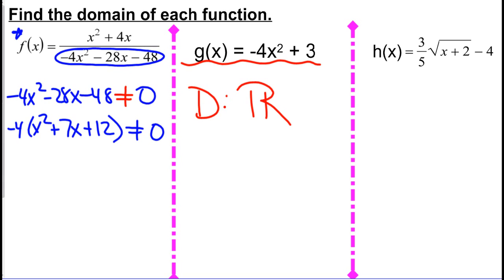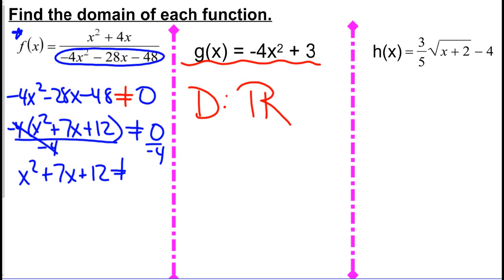Now here's the thing, I got this negative 4. I can just divide by negative 4, because 0 divided by a number is just 0. So x squared plus 7x plus 12 cannot equal 0. This is a t-chart, AC method, product sum, whatever you want to think about it. You need to factor it. I need two numbers that when I multiply, I get 12, and when I add them, I get a positive 7. Those two numbers are positive 3 and positive 4.